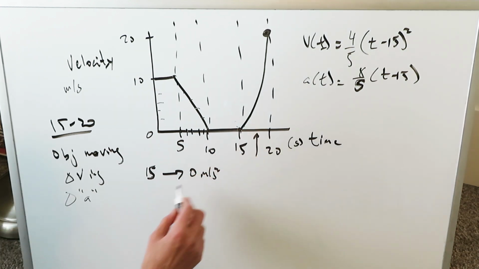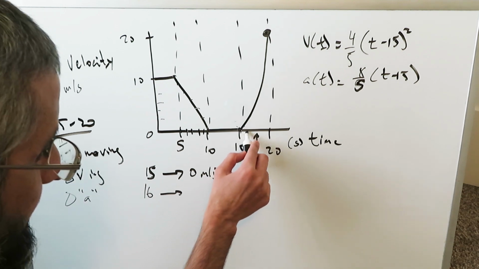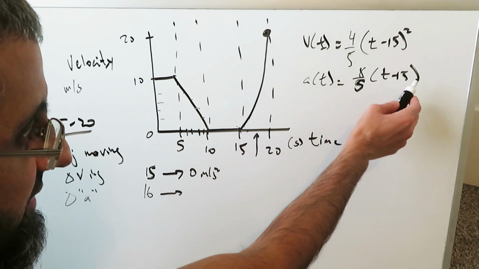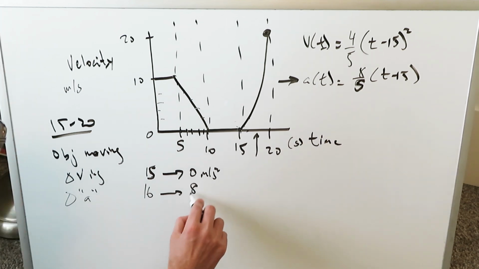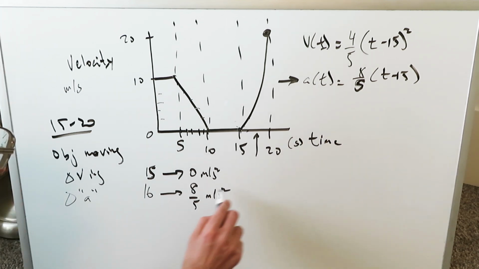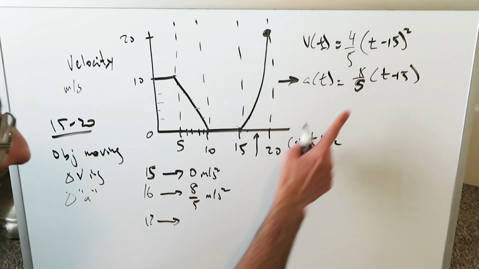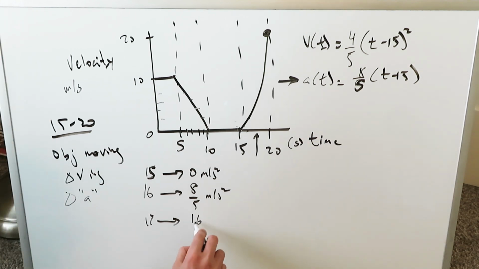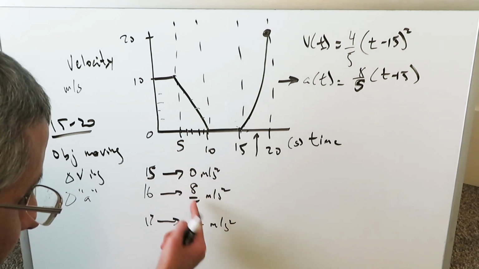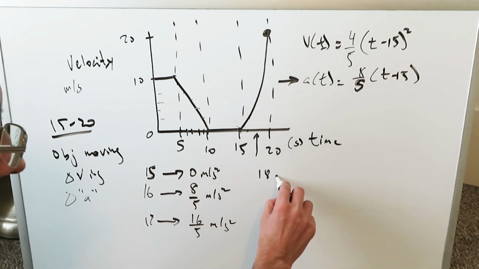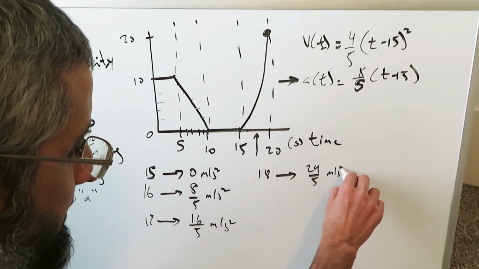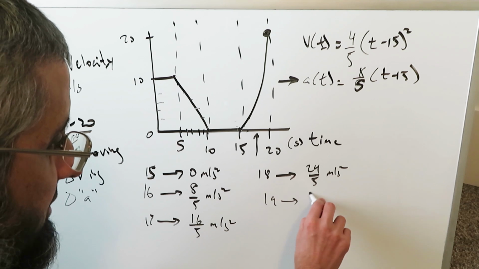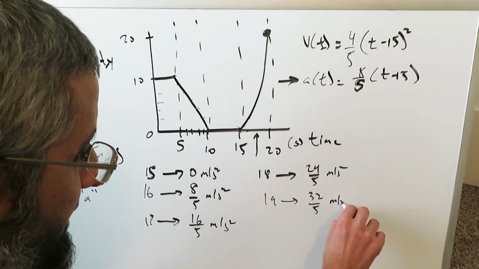Now as the object starts moving, you're looking at time 16. You put 16 in here. 16 minus 15 is a 1. You're getting 8 over 5 meters per second squared. At time 17, you put it in here. You're getting 16 over 5 meters per second squared. And you see everything is going up by 8/5. At time 18 seconds, you're going to have 24 over 5 meters per second squared. And at time 19, you know it's going to be 32 over 5 meters per second squared.